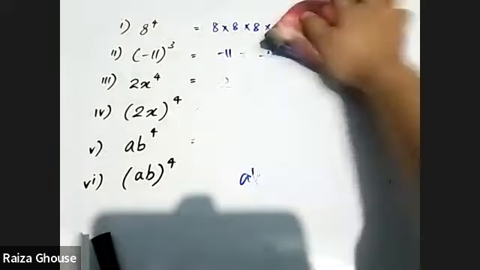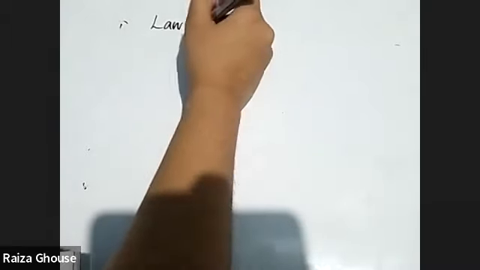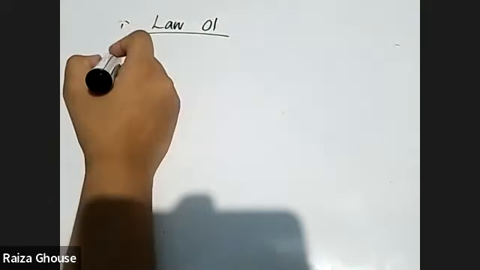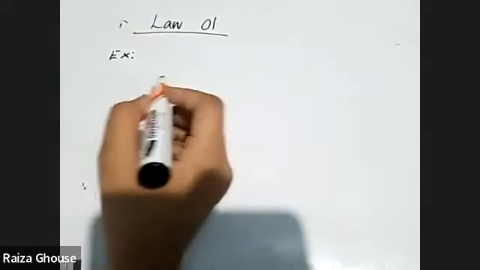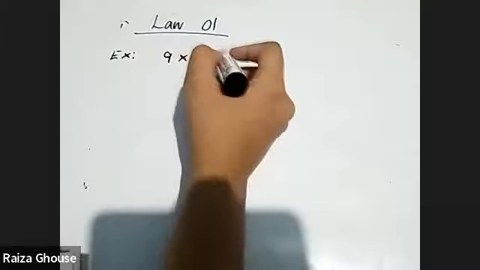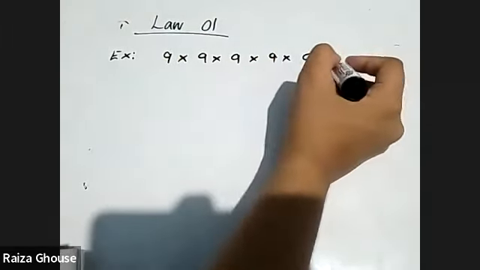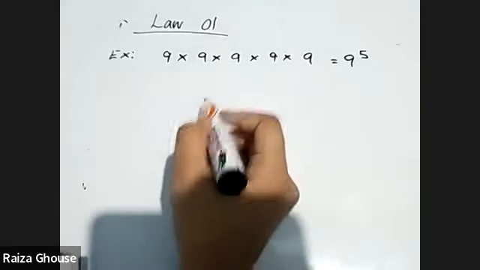Now look at the board. Now this is important. We are going to learn the first law. I'm going to teach you the first law. So let me write the topic here. Law 1. In this case, just look at the example first of all. I can write down 9 into 9 into 9 into 9 into 9. There are 5 nines, so that is 9 to the power 5.